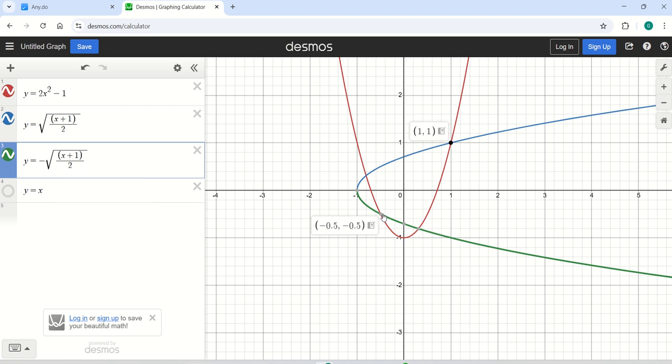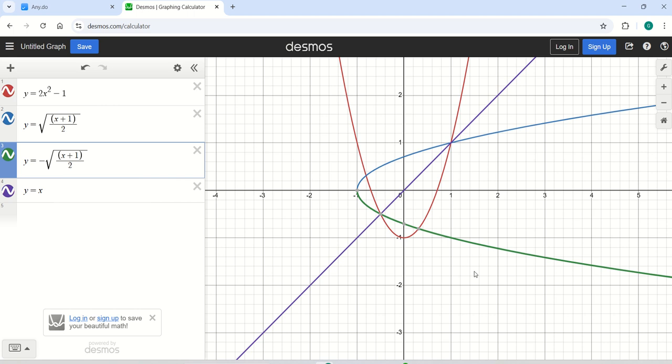And so you might notice that the x and y values are the same for those intersecting points. And that is always true for an inverse function and its original function. They will always intersect at the line y equals x. So if I put y equals x back in, you'll see that it always intersects there, okay? And yeah, that is always true.